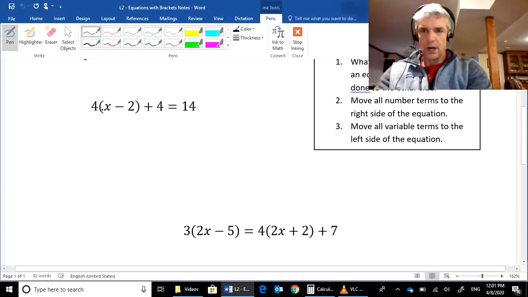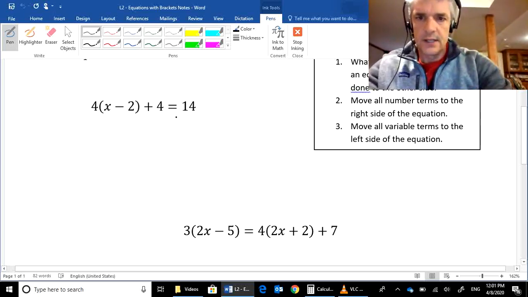It's 4 times x minus 2 in brackets, plus 4, equals 14. In this particular question, the 4 is being multiplied by the x minus 2, which is in brackets. And that's what we're going to address first. We're going to use our distributive property here, and we're going to remove that. This side of the equation is independent, and there's nothing to be done here. But if there is something, as we'll see in the next example, we will address each side of the equation separately. Okay, so let's start.